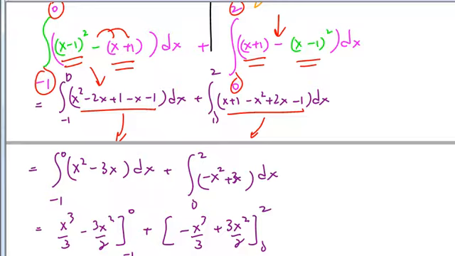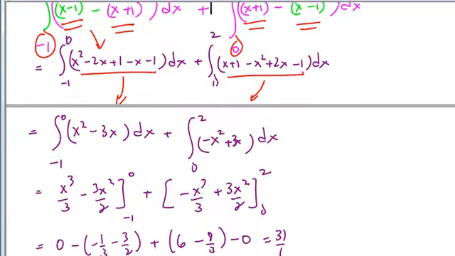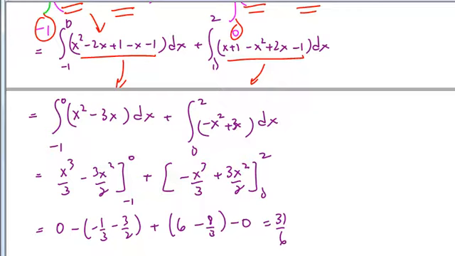and then doing the integration, which means increasing the exponent by 1 and dividing by that new exponent. The last step is to plug in my values, and notice I'm using brackets to make sure I've got all my negatives right, to an answer of 31/6.